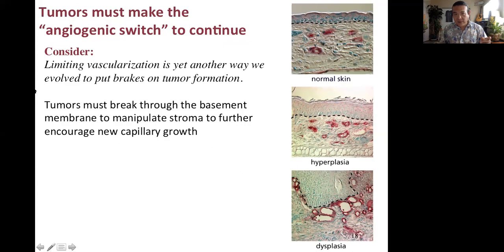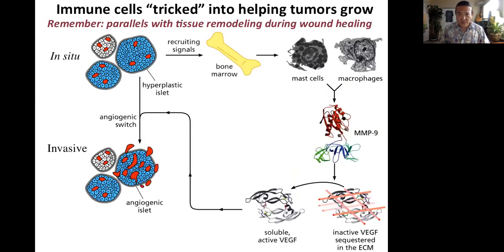So you can actually think about then that those three ways of inhibiting angiogenesis that we talked about in this lecture can be thought of as another way that we can apply the brakes on a growing tumor, right? That we can really inhibit a tumor from growing because we're limiting the ability of capillaries to grow. So tumors must break through the basement membrane in order to really manipulate the stroma further to encourage new capillary growth and actually perform this whole angiogenic switch, which is so crucial.